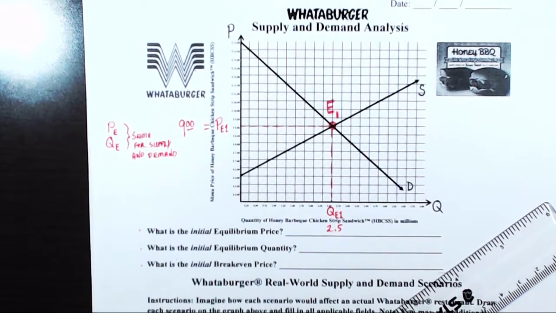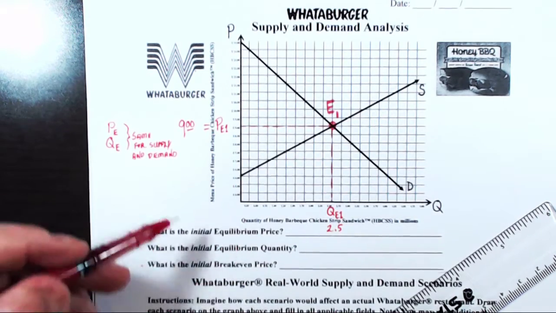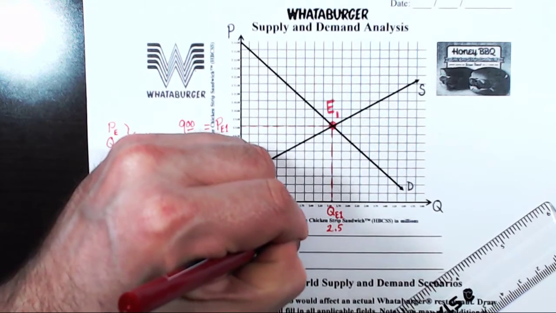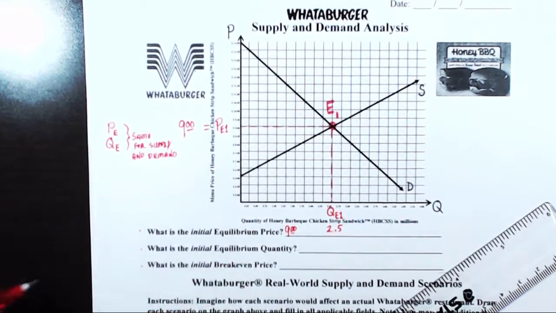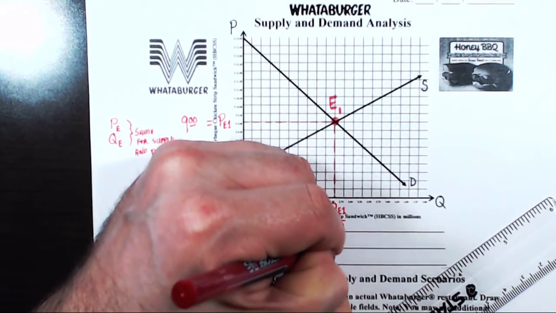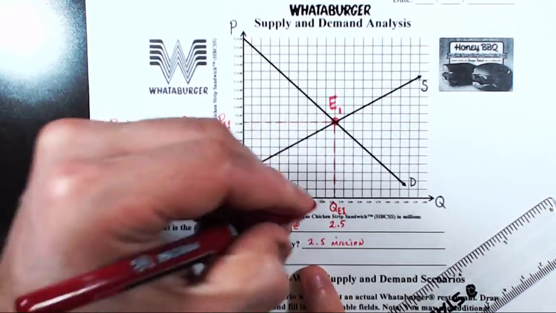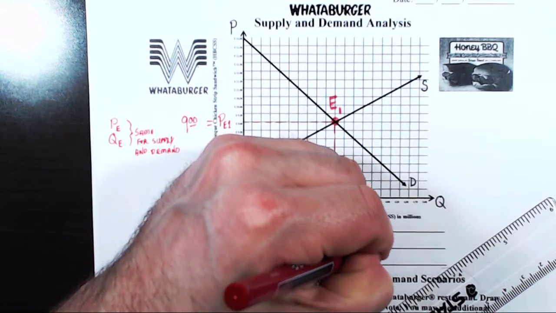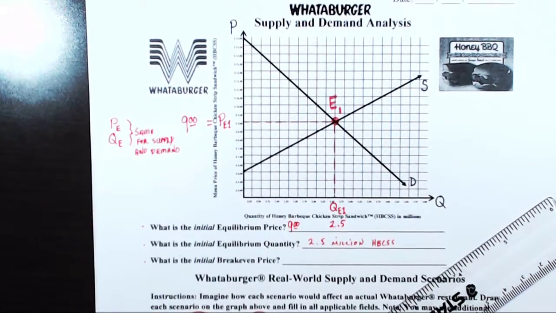All right. What is the initial equilibrium price? Well, we found that. That's $9. So we'll write in here $9. What is the initial equilibrium quantity? All right. Well, that's 2.5 million sandwiches. And I do want you to write out what it is that you're indicating. So 2.5 million honey barbecue chicken strip sandwiches.